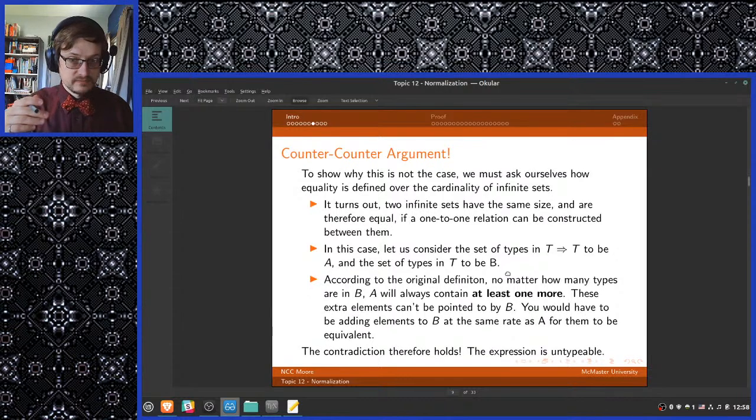So, in this case, let's consider the types in t yields t to be A, and the set of types in t to be B, right? According to the original definition, no matter how many types are in B, A will always contain at least one more, right? These extra elements can't be pointed to by B. You would need to be adding elements to B at the same rate as you add them to A for it to be equivalent. Therefore, the contradiction holds and the expression is untypable. There you go. Any questions?